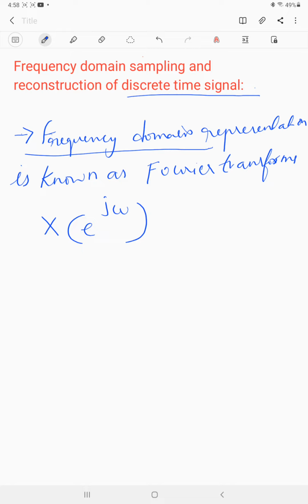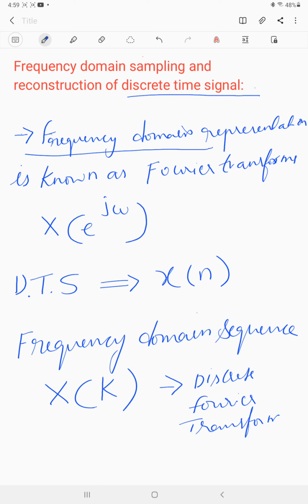The discrete time signal is represented as x(n). Then the Fourier transform is sampled to obtain a frequency domain sequence, that is X(k). This sequence is known as the discrete Fourier transform.